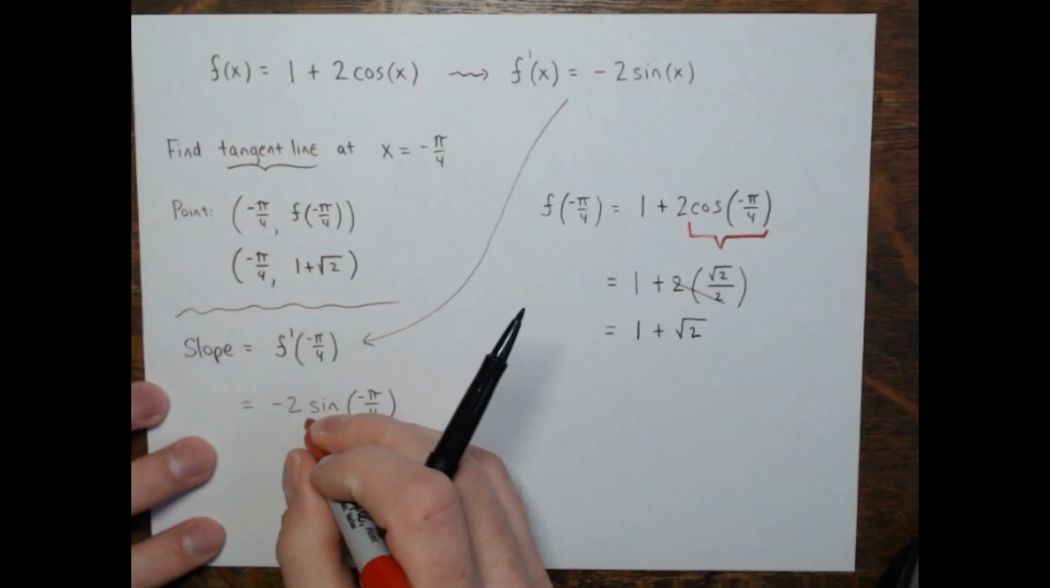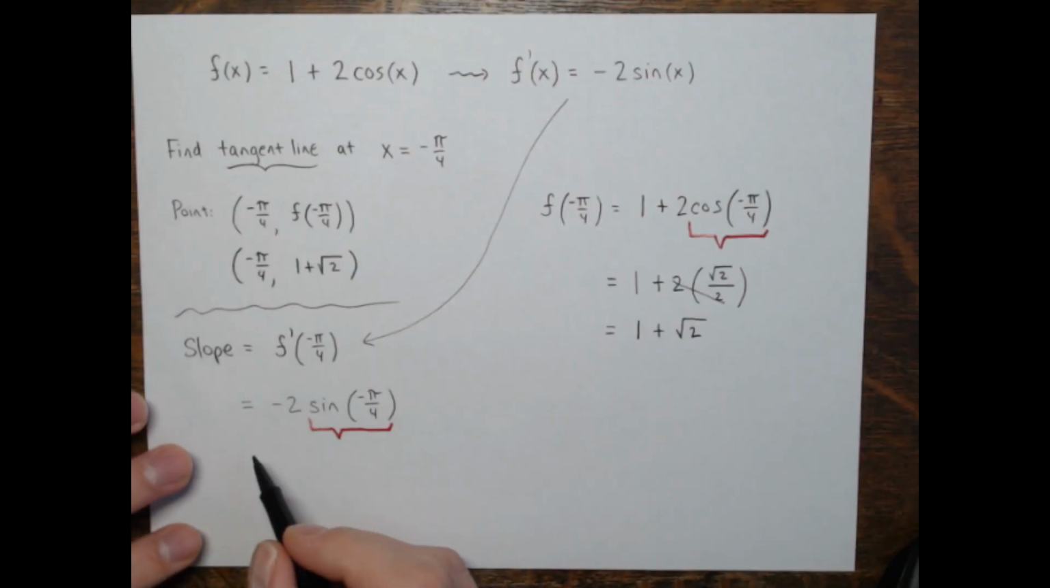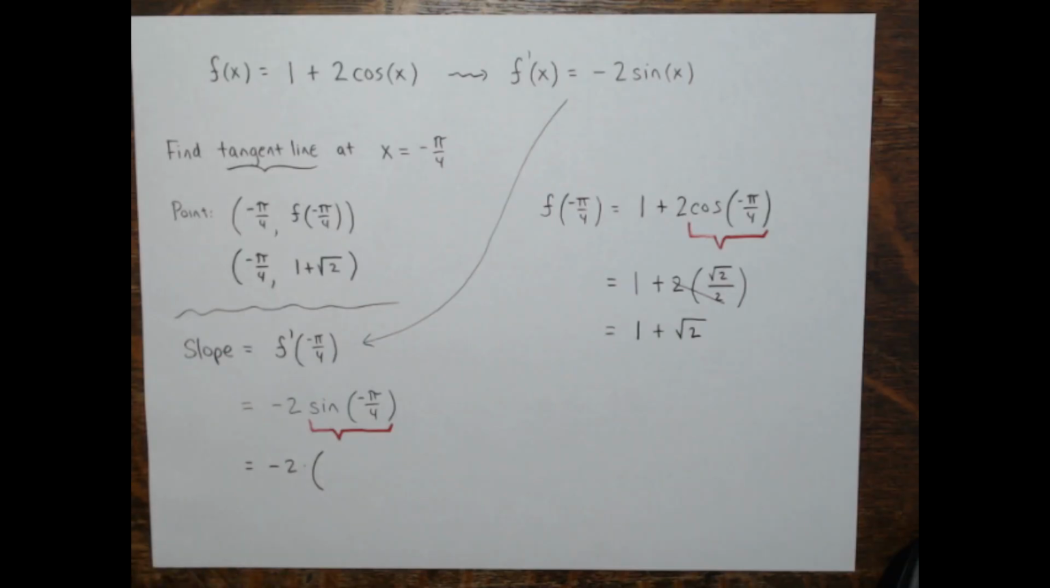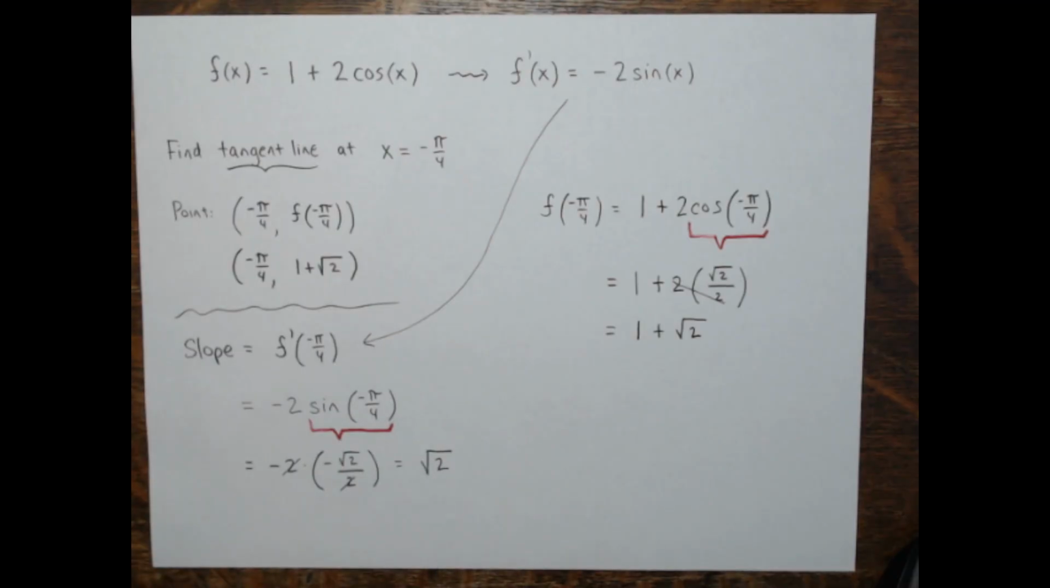So again, this is something you should know how to find or remember. Got your unit circle in your head or something, or you wrote it out somewhere, but I'm not going over all that. So we end up with negative 2 times the sine of negative pi over 4, or negative 45 degrees, that was negative square root of 2 divided by 2. So the 2 cancels here, and negative times negative is positive, so the slope is positive square root of 2.